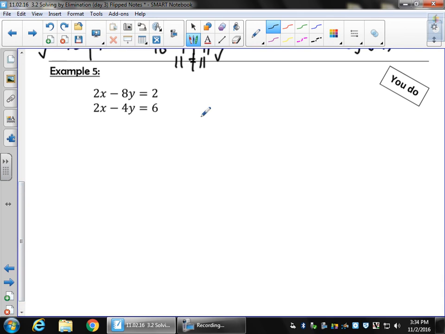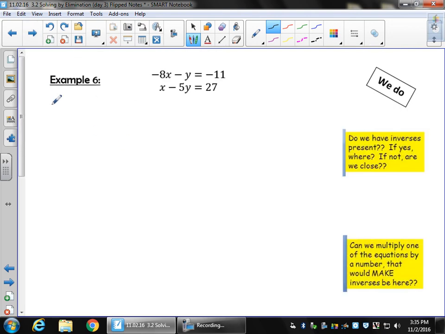Now, if you notice, example 5 says you do. So this will be the homework that is done tomorrow in class as practice. So anything marked you do, I will not be doing as part of the lesson. That will be what we work on tomorrow in class. Example 6 is a we do. So start taking a look at example 6.